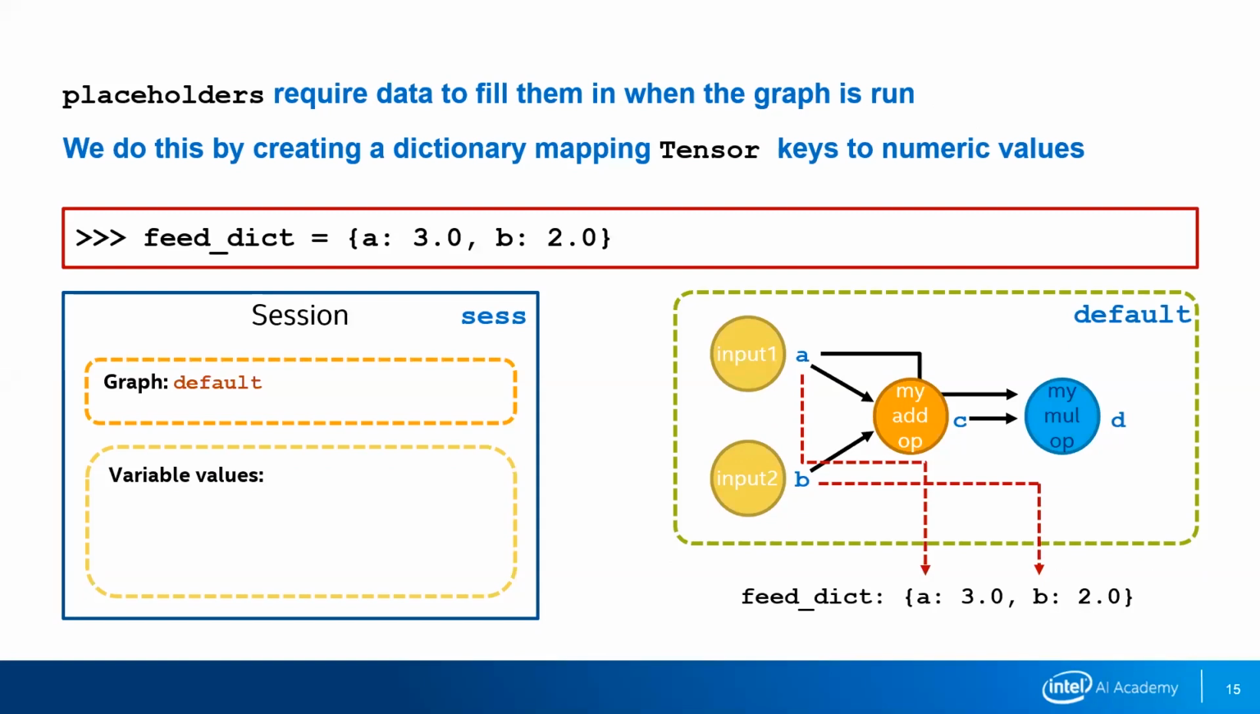In this particular case, we are essentially passing a dictionary, which says that for my input A, my value is 3, and for input B, my value is 2. So I'm creating a dictionary of values and passing it to my session, and it will automatically assign the input 1 placeholder the value of 3, and the input 2 placeholder the value of 2, and go to the next step, which is computing my add operation and my mul operation to get the final output in this particular case, right?